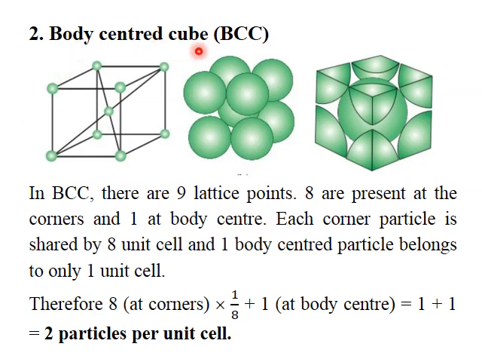Next, the body centered cubic structure. In BCC, there are totally 9 lattice points: 8 are at the corners and 1 at the body center. This is the filled space diagram, where we can find 8 spheres at the corners, 4 at the top, 4 at the bottom, and 1 at the center. So in this structure, when you join their centers, you will get this type of geometry.